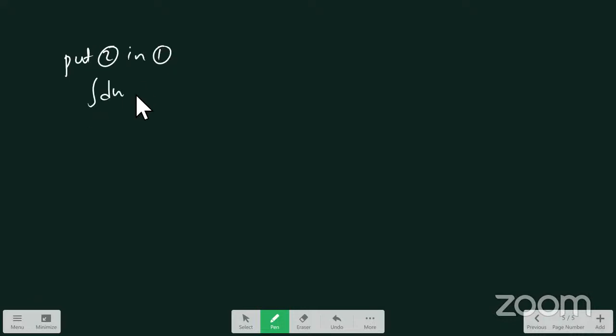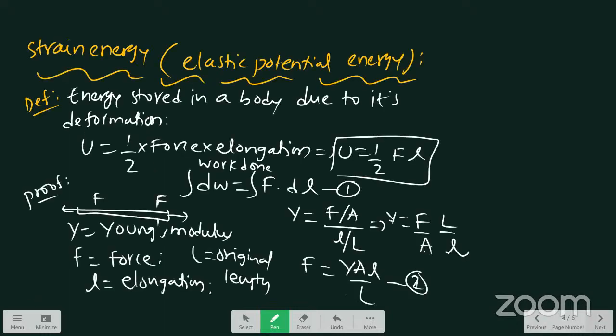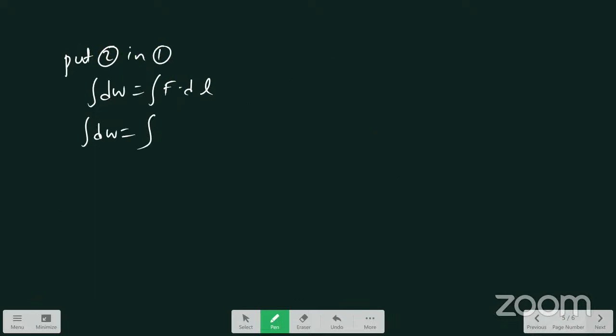So, work equals force into elongation. What does the force concept mean, student? It is the previous formula only: Y A small l by capital L. So, integral dW, meaning W, equals Y A l by capital L into dl.